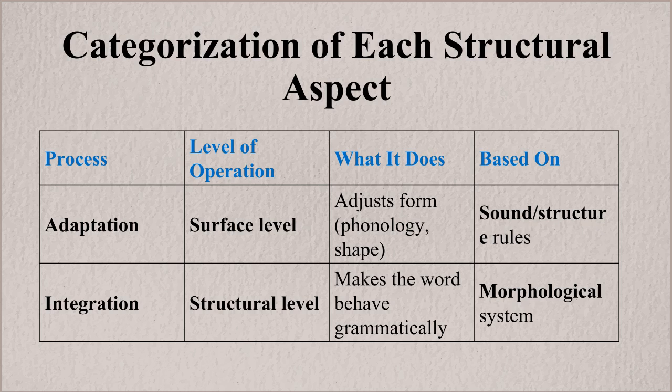Whereas morphological integration refers to the incorporation of a borrowed word into the grammatical system of the recipient language, allowing it to participate in native morphological processes such as inflection, derivation, and the marking of grammatical categories like number, gender, and case. These changes are taking place at the structural level.